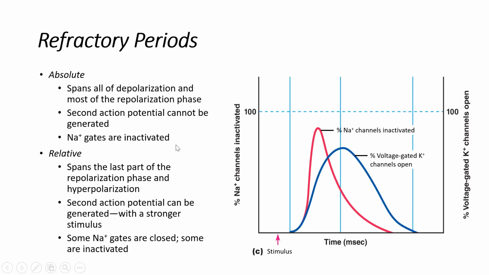The relative refractory period is pretty much the last part of repolarization and the extent of hyperpolarization. This is where it's harder to fire an action potential. And this is because sodium gates are closed and are inactivated. The inactivation gates are closed. So when we say that the gates are inactivated, this means that they're closed and incapable of opening, because although the activation gates may still be open, the inactivation gates are closed.